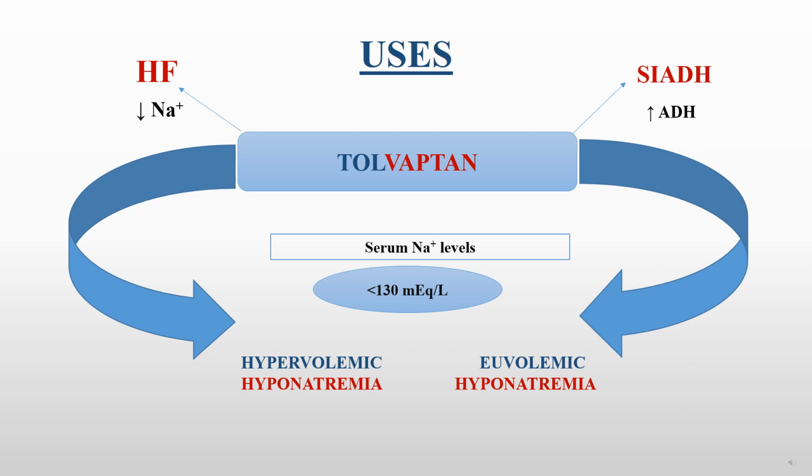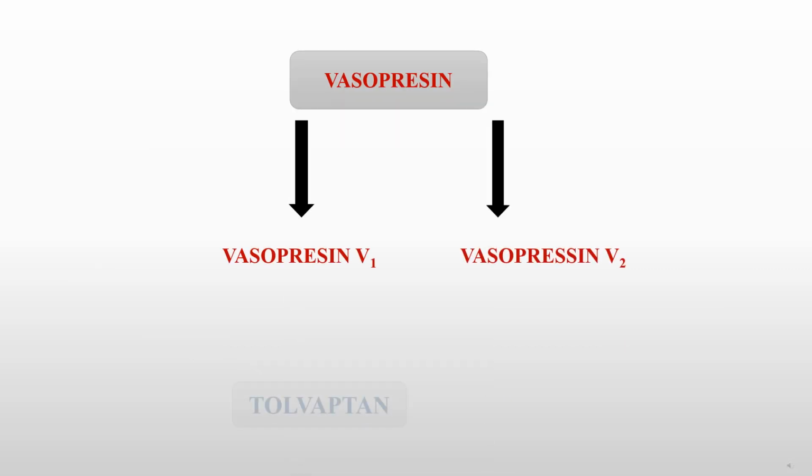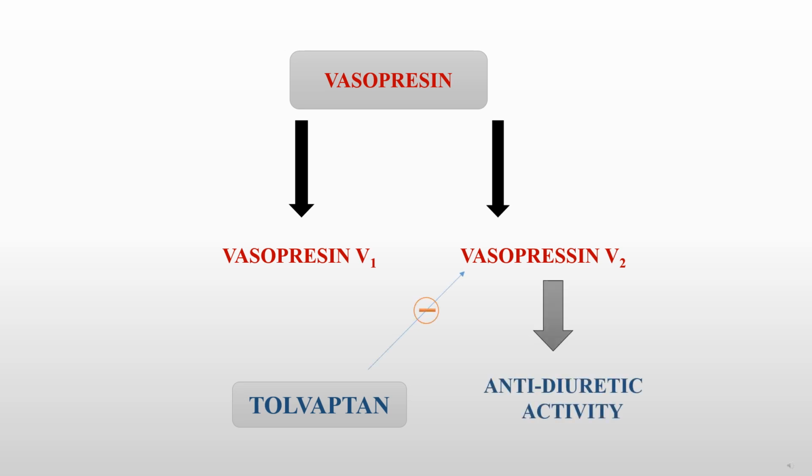When serum sodium levels drop below 130 milliequivalents per liter, which can be either euvolemic or hypervolemic hyponatremia, and due to SIADH, syndrome of inappropriate antidiuretic hormone, where ADH is abnormally increased, an ADH increase causes increased blood pressure and risk of heart failure. In all of these cases, tolvaptan can be administered to increase serum sodium level back to normal and reduce water absorption. So we can now clearly understand that tolvaptan blocks the antidiuretic activity of vasopressin by binding to the V2 receptors, inhibiting vasopressin.